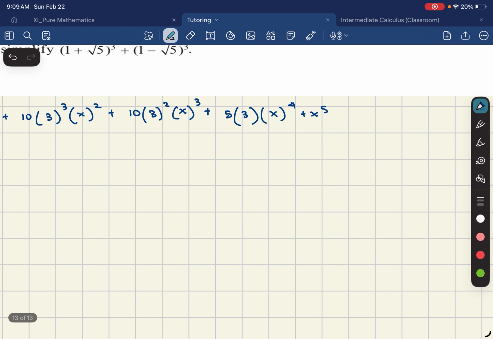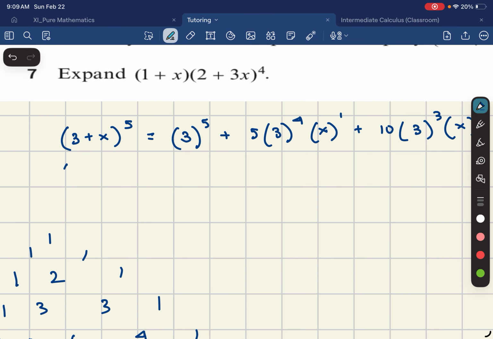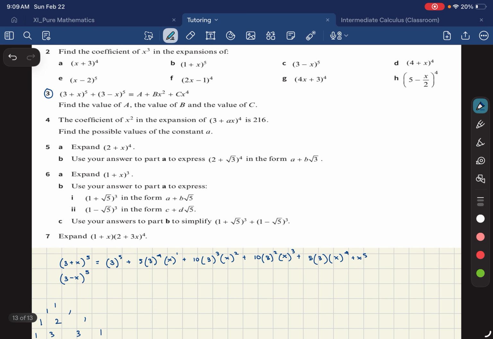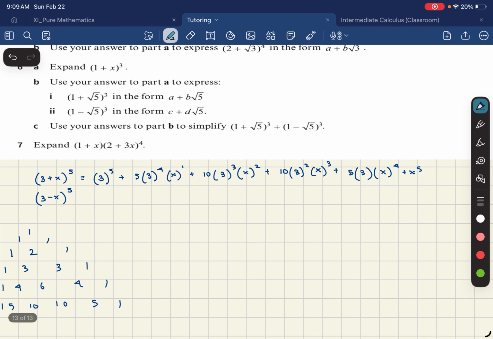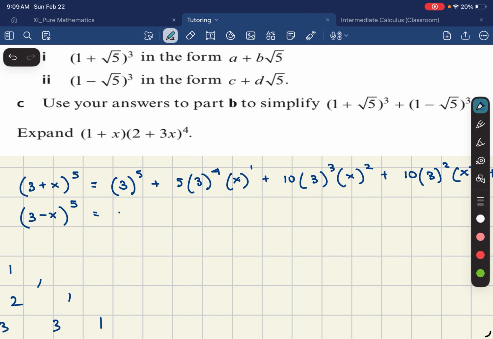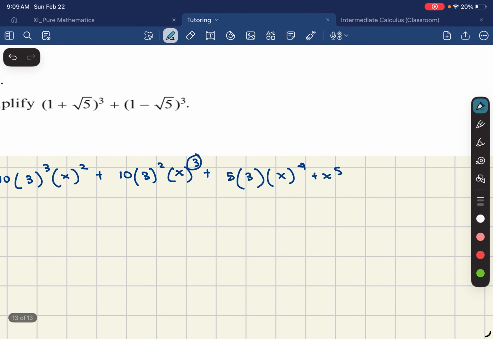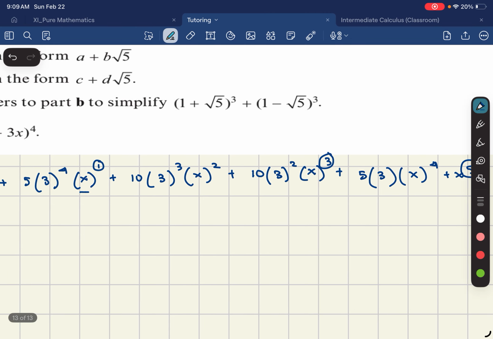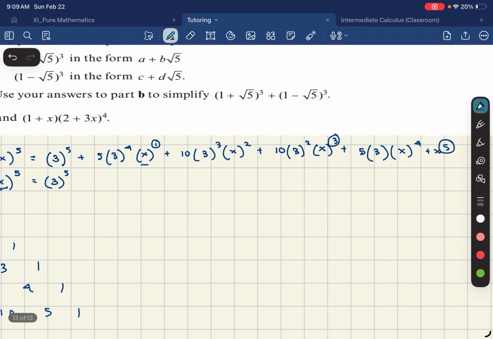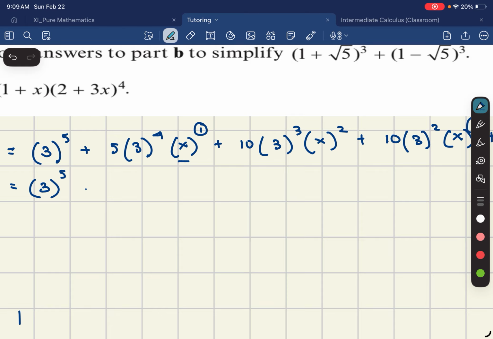And if I do 3 minus x to the power 5, then that gives me, if you do the expansion, for every odd power of x, this is an odd power, this is an odd power, and this is an odd power, you're going to get the same terms, but with a negative sign. Everything is going to be the same, but you're going to get a negative sign.